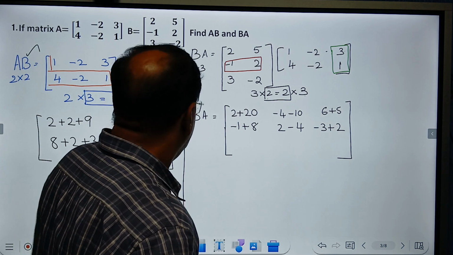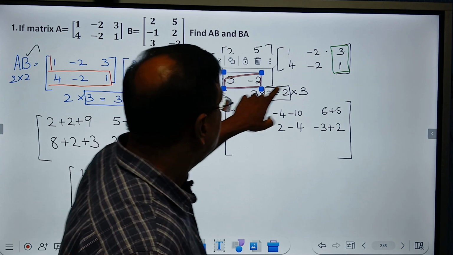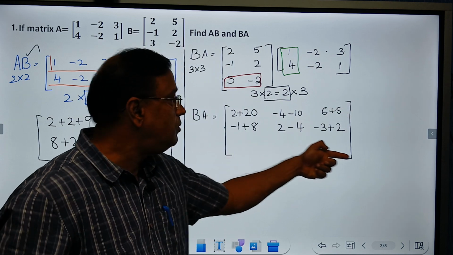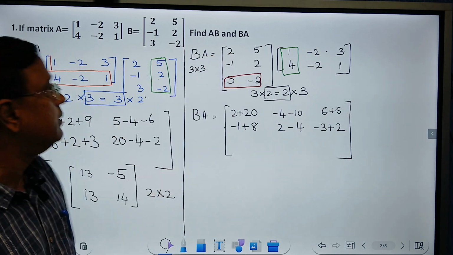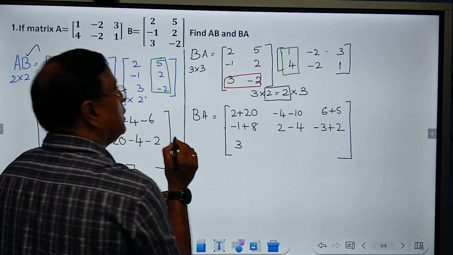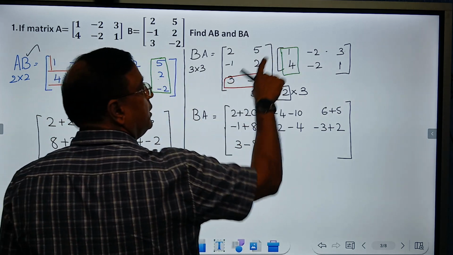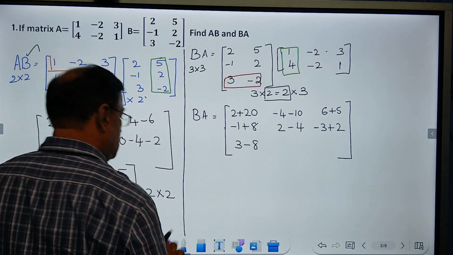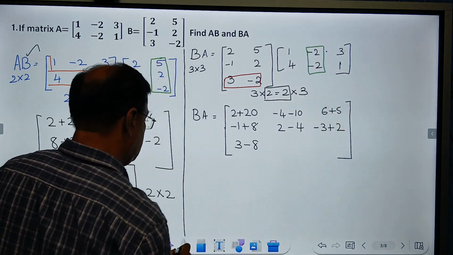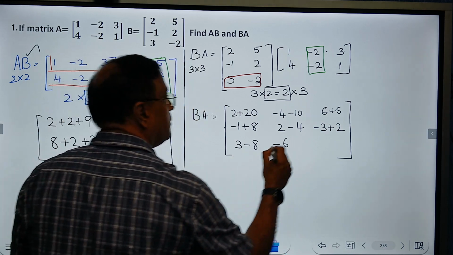So bring this row to what? Good. Third row. And what should I do with the column? Bring it back. Third row, first column. So it should be here. Tell me now what I should get. 3 minus 8. Next, what happens? You also try, okay? Minus 6 plus 4.